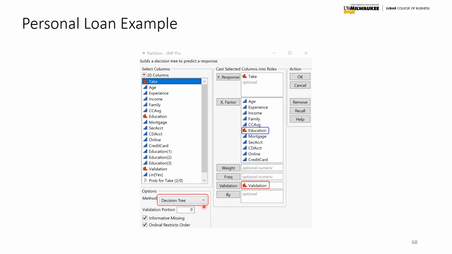I'm choosing decision tree. I'm giving Take here as the Y variable. I'm giving all the X variables, but notice I'm not using the indicator variables. I'm using the original nominal education variable. As we've discussed before with trees, we don't need to create the indicator variables. I'll go ahead and click OK.